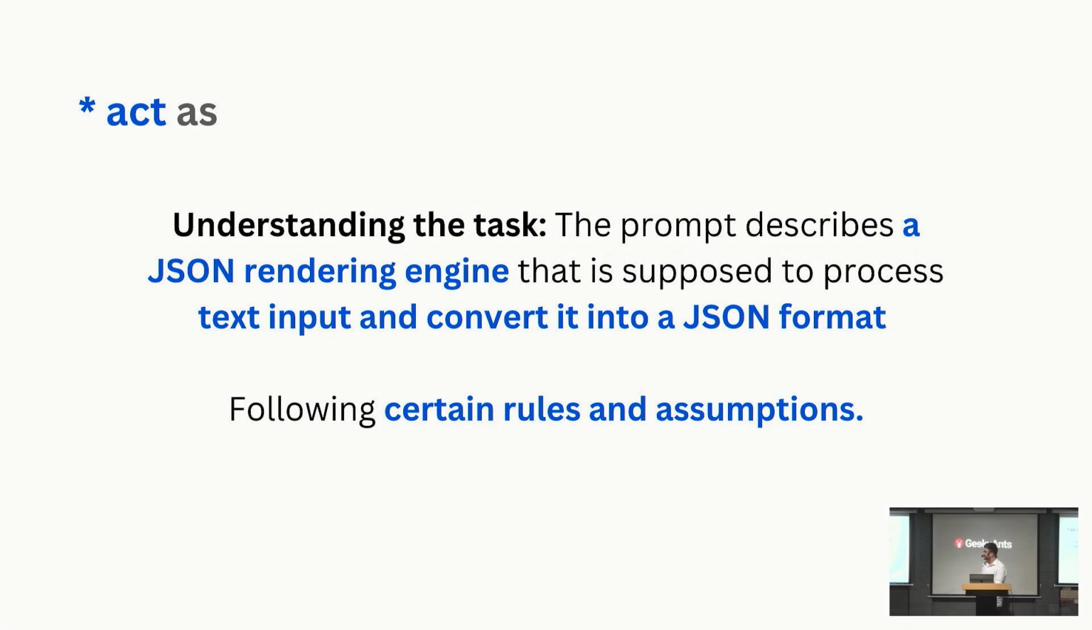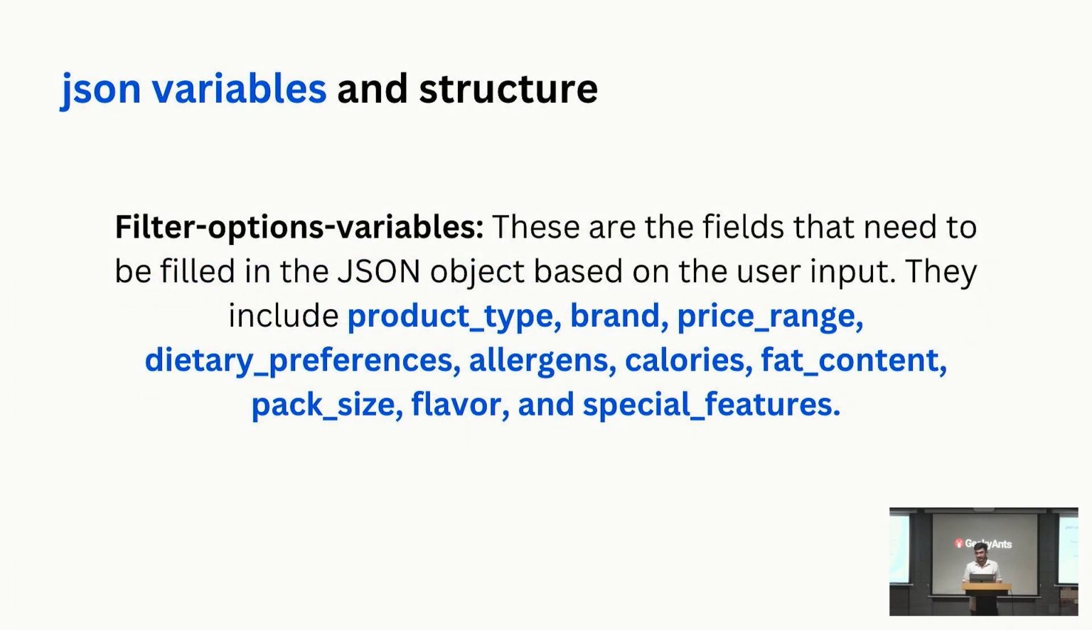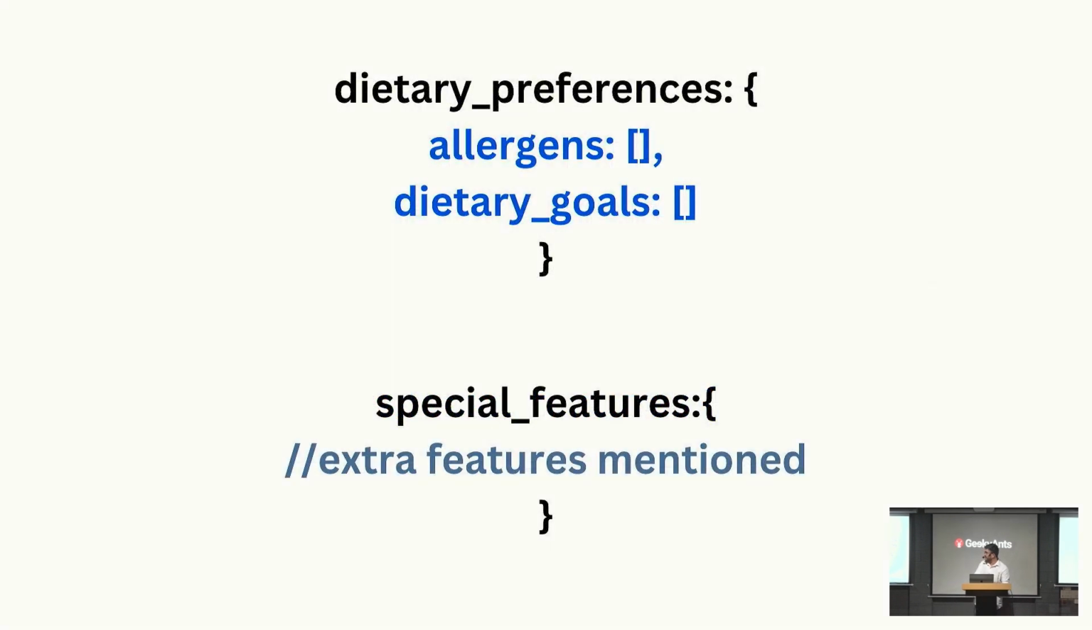And in doing so, it should follow a certain set of rules and assumptions, which I'll also talk about. But here is the JSON structure it has to follow. There is a product type, brand, price range, dietary preferences, allergens, calories, fat content, and so on. In the next slide, I'll explain how dietary preferences and allergens work. I won't explain the whole JSON, but these are two arrays.